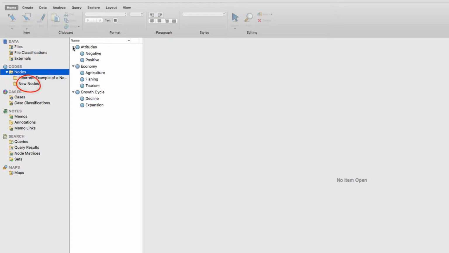It is a good idea to have a separate node folder for new codes. In some projects, you will create most of your nodes in advance, but in many projects, they will emerge as you work with your data. In either case, the new nodes folder is helpful.